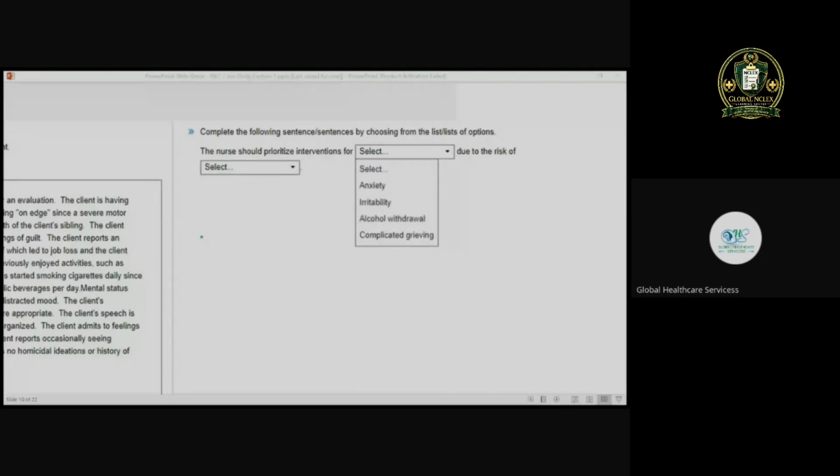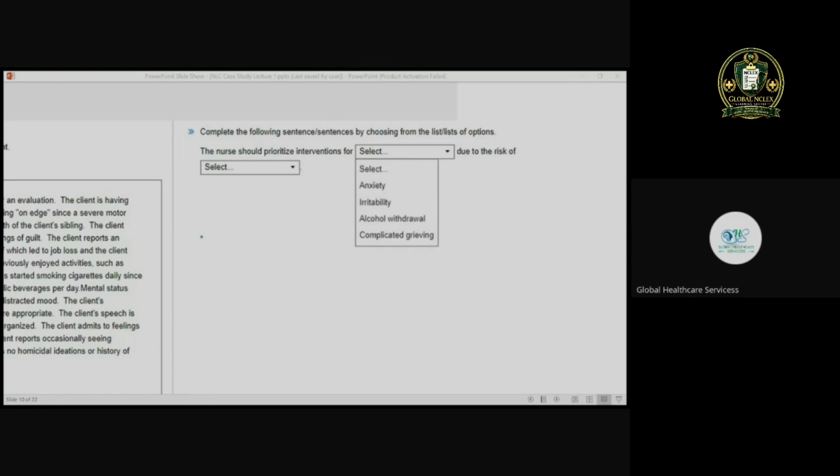Now you are going to make the diagnosis as in your nursing process: this condition is related to this, as evidenced by this. You all know about the nursing diagnosis. Now we're going to prioritize, and we are going to give the reason why this is happening with my patient. The nurse should prioritize the interventions for dash.